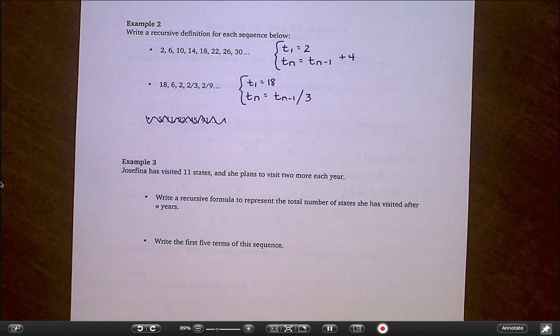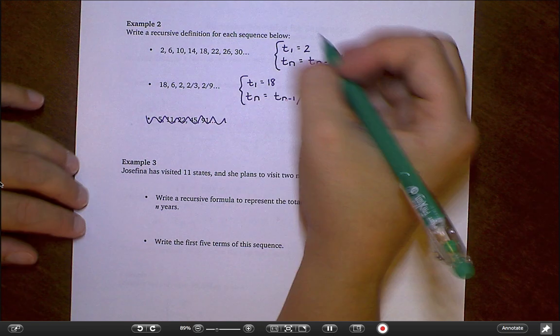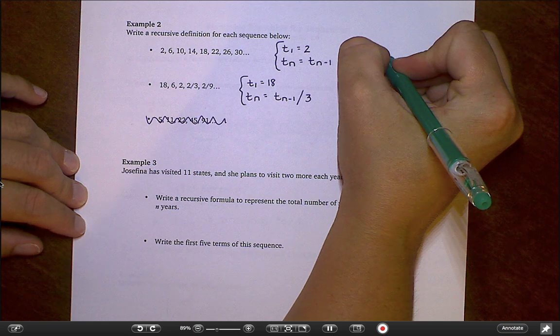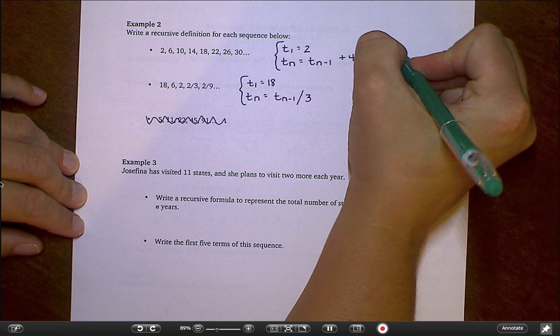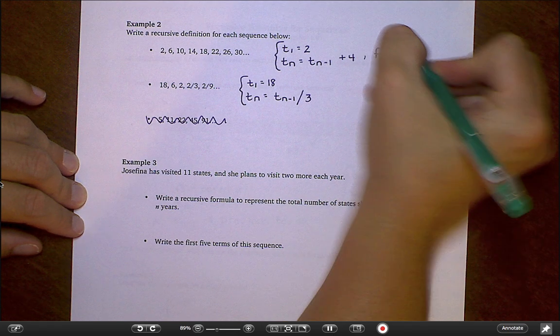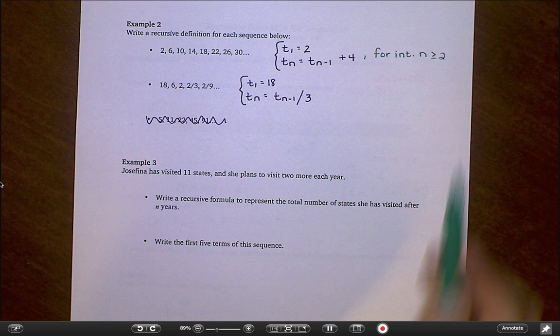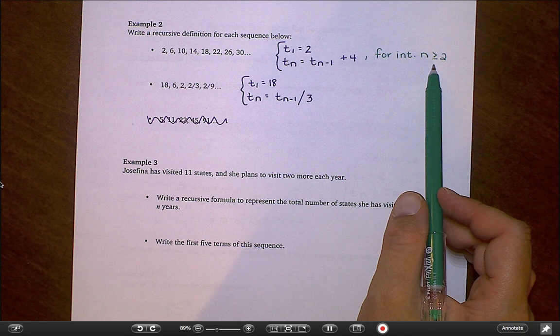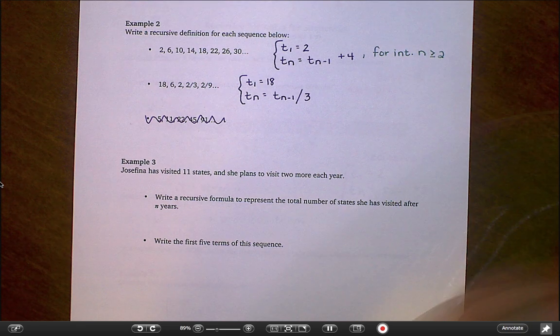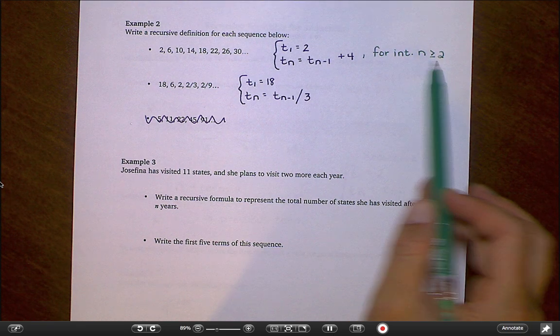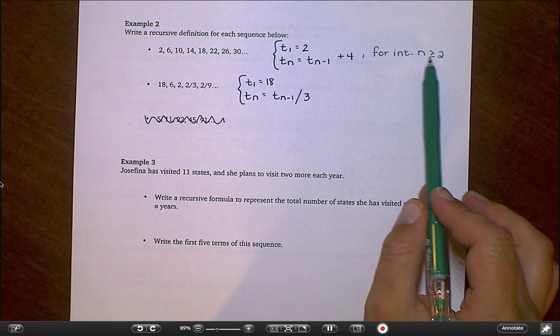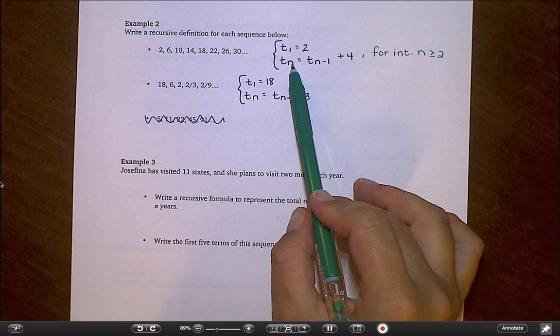I do want to point out one thing because I think you're going to see this in your homework assignment. I don't get too picky about this, but at the end of this sequence, you might see something like for integers n greater than or equal to 2. So when you're writing your sequence, if you leave this off, I really don't care. Okay, but you're going to see it written when the book presents you with problems, and I don't want you to get confused by this. All this is talking about is your restrictions on what n can be.